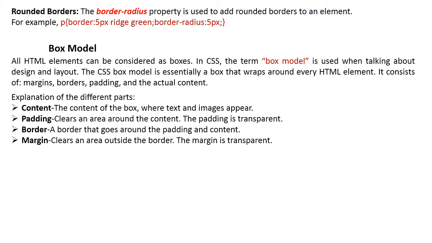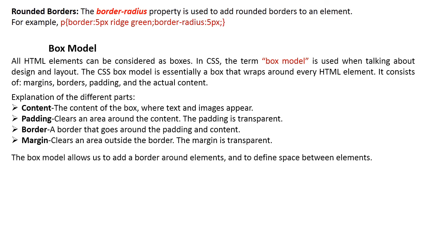Explanation of the four different parts. We have the content. The content of the box, where text and images appear. We have the padding. Padding clears an area around the content. The padding is also transparent. We have a border. A border can go around the padding and content. Margin. Margins clear an area outside the border. The margin is also transparent. The box model allows us to add a border around elements and to define space between elements.